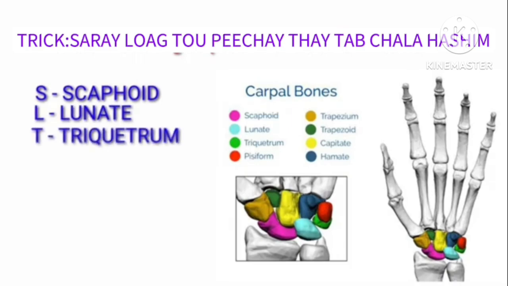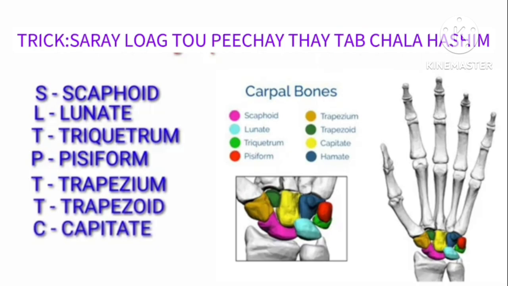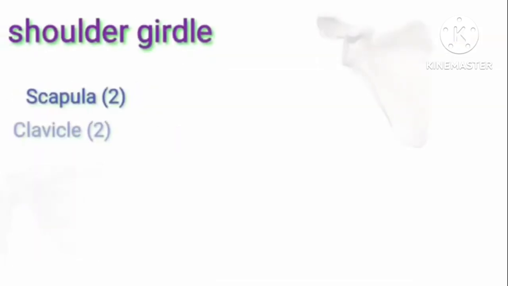S scaphoid, L lunate, T triquetrum, P pisiform, T is trapezium, another T is trapezoid, C is capitate, and H is hamate. These are the bones.